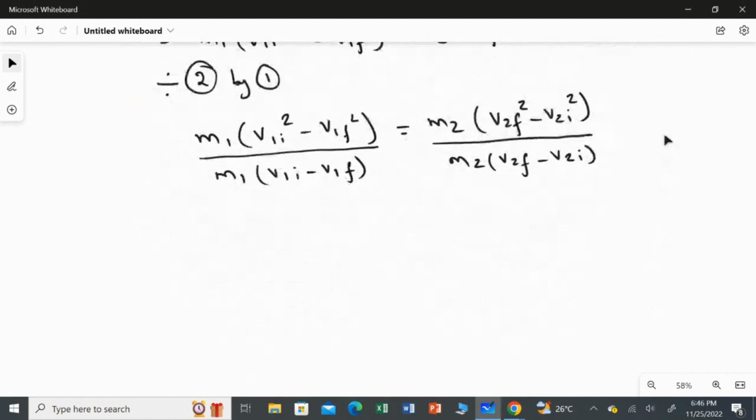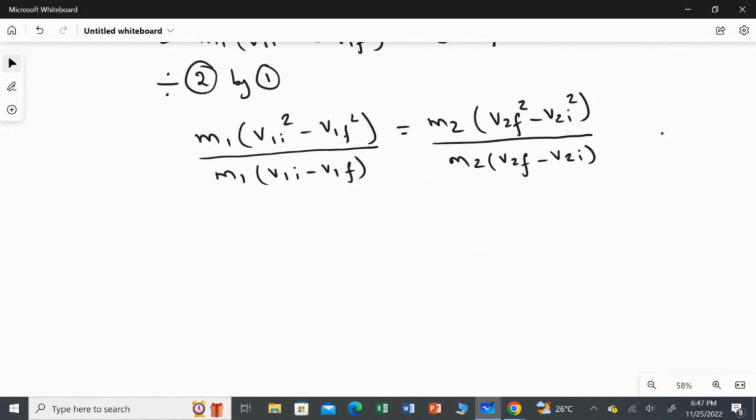Clear? Now I'm going to explain. This is our second equation. The top one is the second equation and the bottom one is the first equation. If you see the top equation, we have v1 initial square minus v1 final square. Am I right? That means it is in the form of a square minus b square. We already studied this formula in our school life. Am I right?